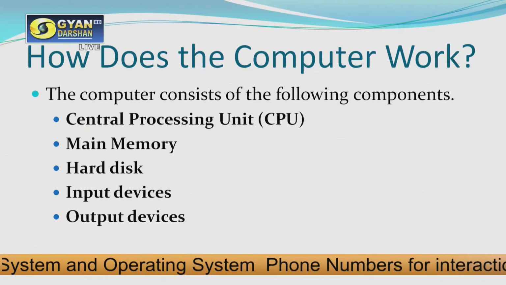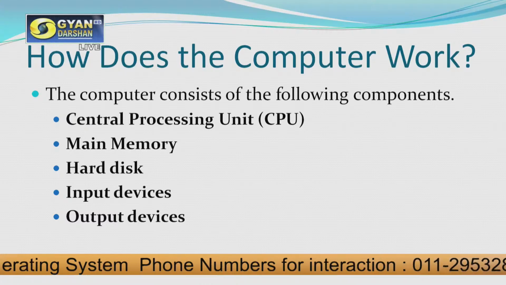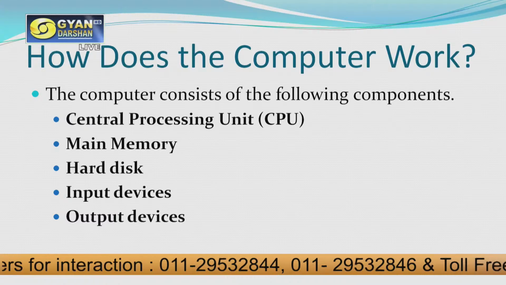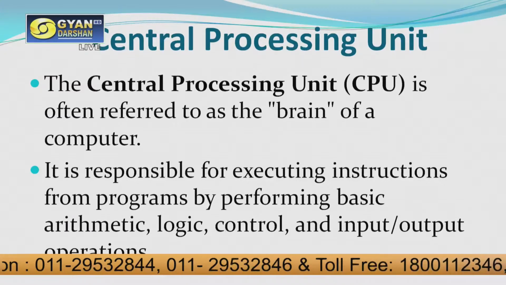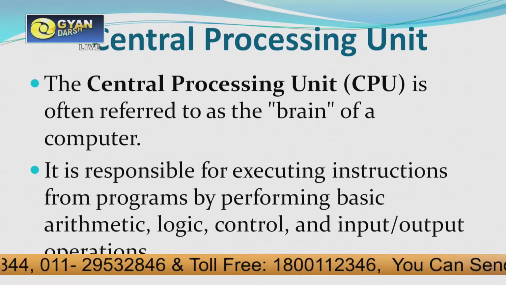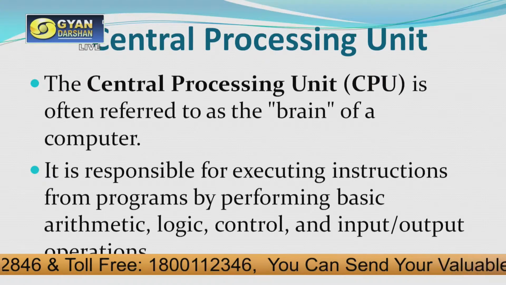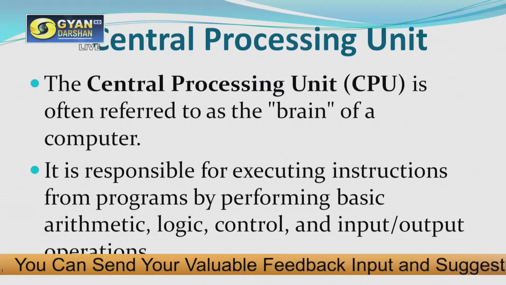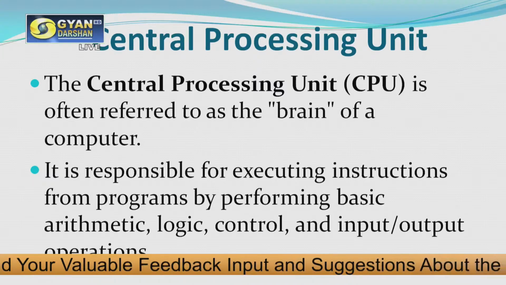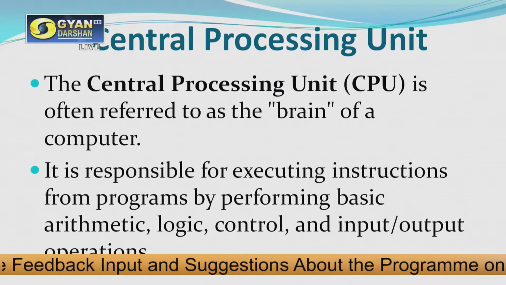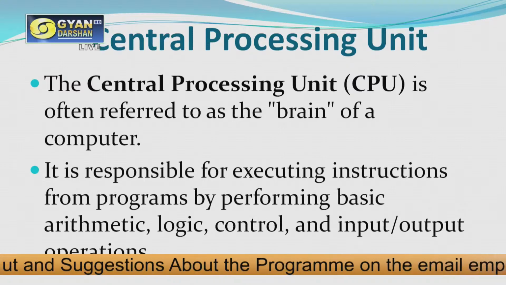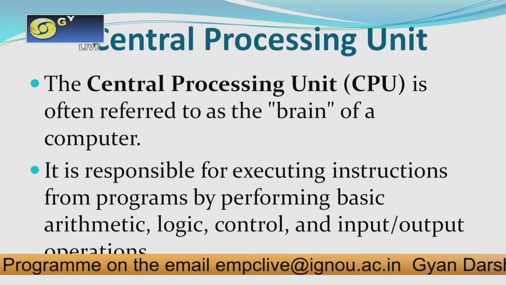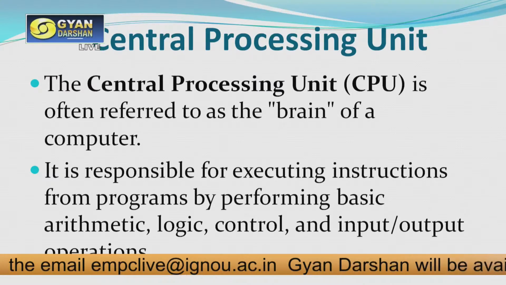The first component is the central processing unit, then the main memory, hard disk, input devices, and output devices. The central processing unit is also referred to as the brain of the computer. It is responsible for executing the instructions from programs by performing basic arithmetic, logic, control, and input-output operations. The complete processing is carried out by the central processing unit.